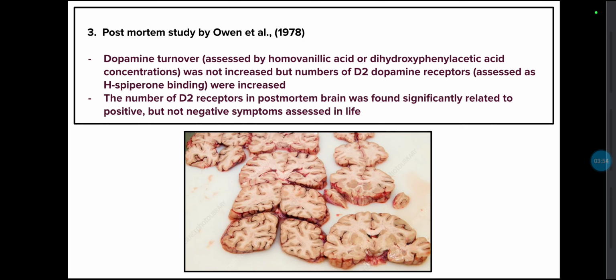So these were the 3 studies, the first being the CT scan study, the second being the flupentixol study, and the third being the post-mortem study.